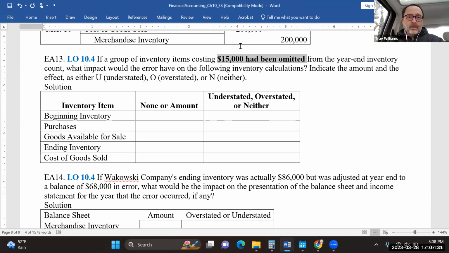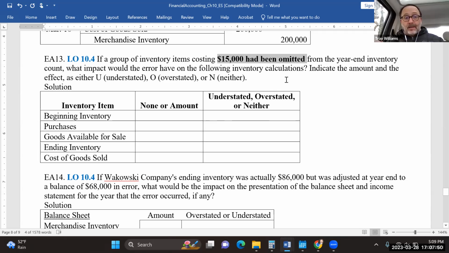Okay, but this is saying that at the end of the period, at the end of the year, they counted the inventory, and there was $15,000 of inventory that they forgot to count for some reason. So that means inventory is understated.